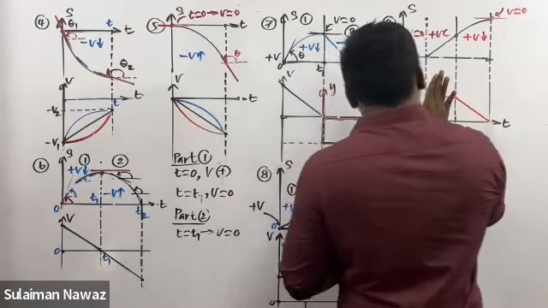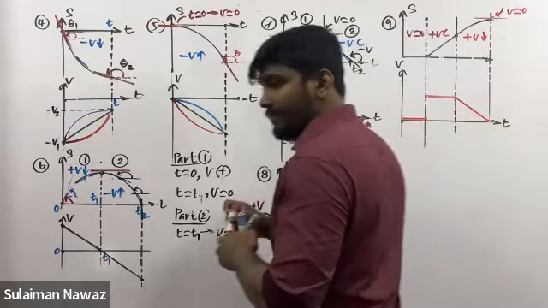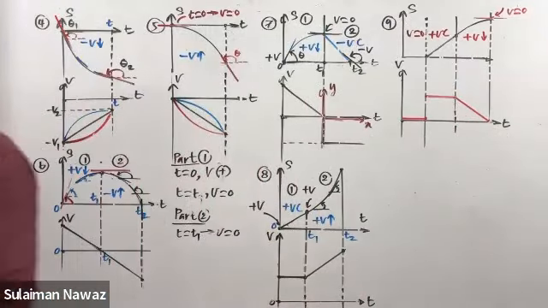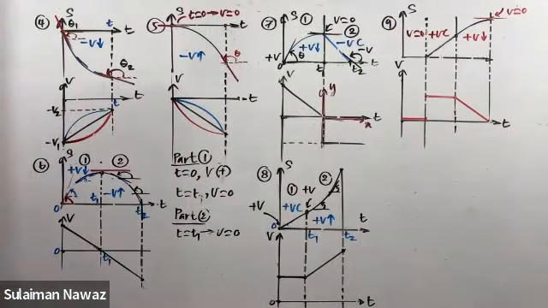How many of you drew the graph in this way, hands up? Raise your hands. 1, 2, only 2. How many of you understood, hands up? If you understood.